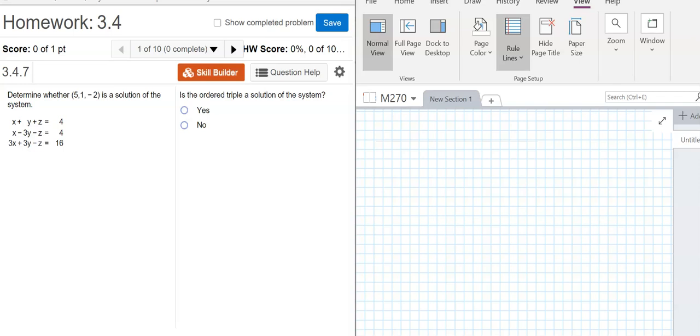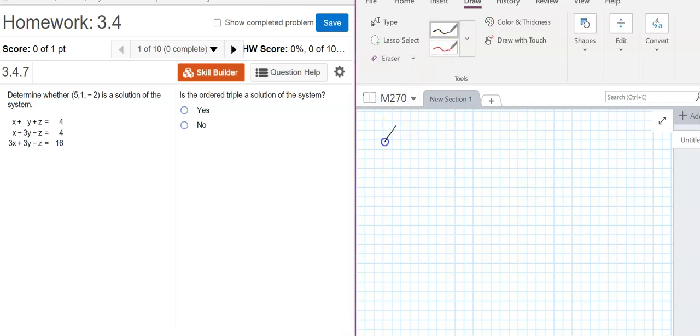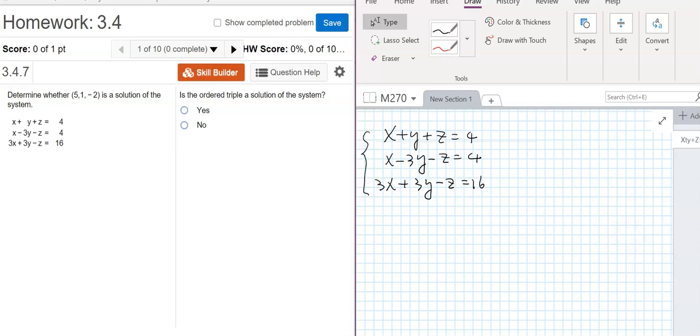Determine whether (5, 1, -2) is a solution of the system. What they are asking is, you have three equations. The first one is x + y + z = 4, x - 3y - z = 4, and then 3x + 3y - z = 16. So we call this a system of equations. We have three equations, and they're asking whether 5, 1, and -2 is the solution of the system.